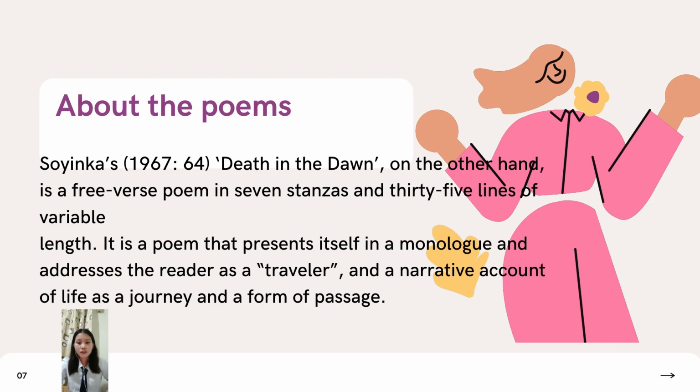Next is Soyinka's 1967 Death in the Dawn. On the other hand, it is a free verse poem in 7 stanzas and 35 lines of variable length. It is a poem that presents itself as a monologue and addresses the reader as a traveler, and a narrative account of life as a journey and a form of passage. Soyinka's poem deviated in ways that make words violate the class to which they originally belong, inflect words which do not require inflections, create compounds not seen in the lexicon of the language, make structures violate the selectional restriction and category rule, and give rise to figurative language.